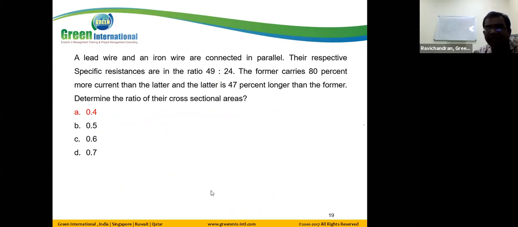So once again, in this question, they didn't clearly mention the ratio of their cross-sectional area. Some people, kindly note, everyone should determine the ratio of their cross-sectional area.